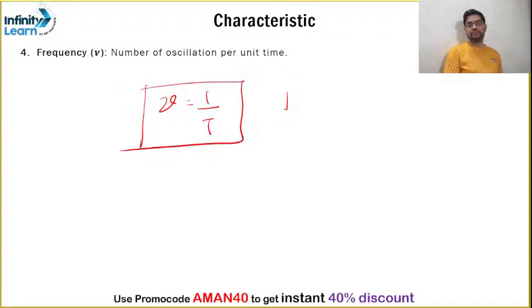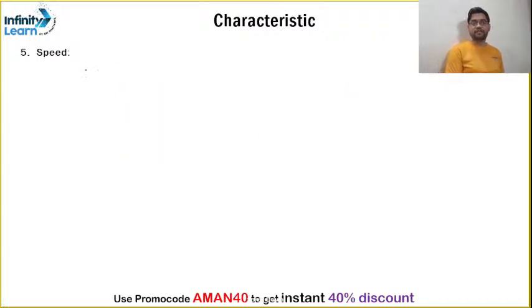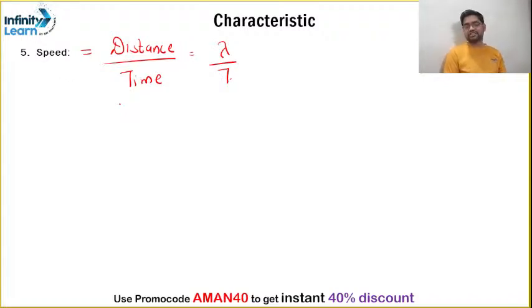Okay, clear. And its unit is hertz or per second or second inverse. Speed is what? Speed is equal to distance by time. Over here distance is lambda, time is t. Speed is nothing but electromagnetic radiation. The speed is equal to speed of light. So c is equal to lambda by t. 1 by t is equal to what? Frequency. So c is equal to what?